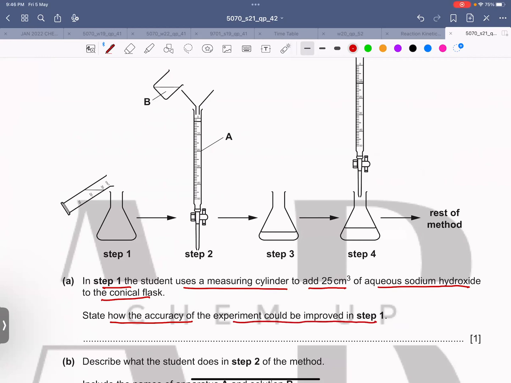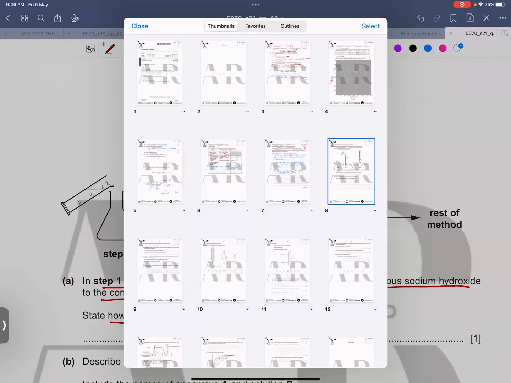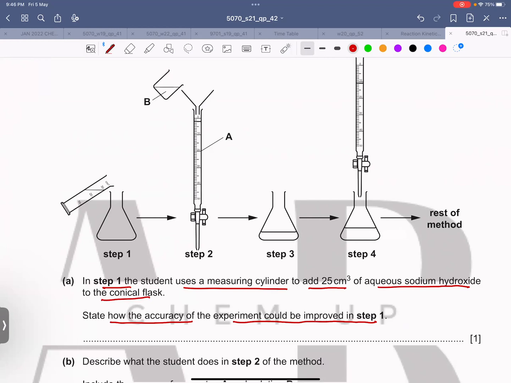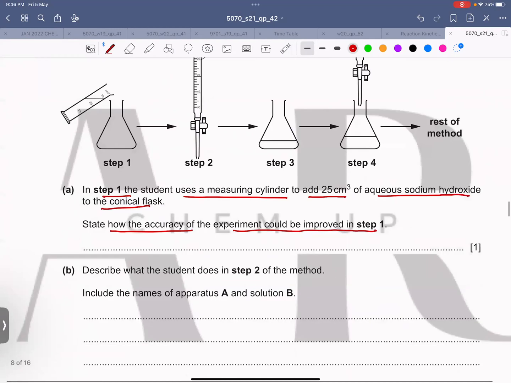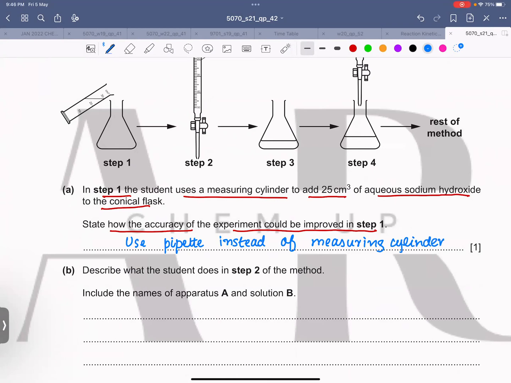Yes, how do we normally add the first reagent in the conical flask, with which apparatus? Pipette. Very good. So use pipette instead of measuring cylinder. Right?